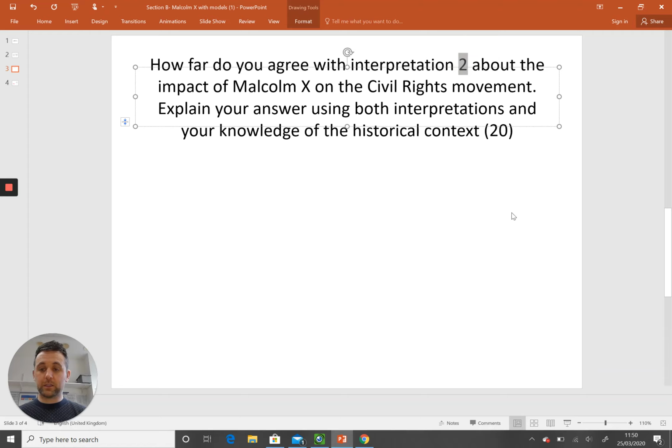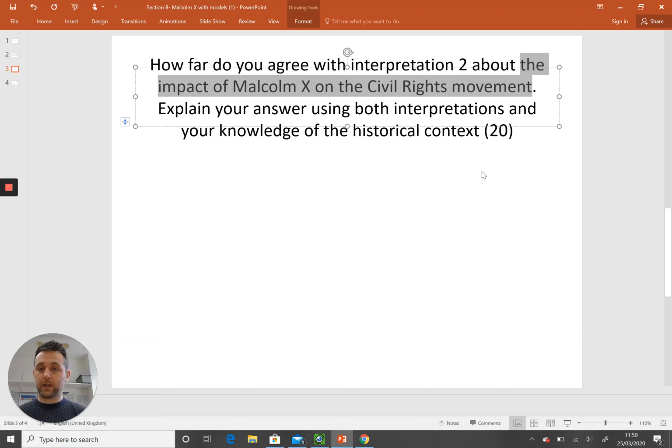Then it will choose one of the two interpretations, either one or two. You don't know which, it will change. And then this is a really key bit: how far do you agree with interpretation two about the impact of Malcolm X on the civil rights movement. So whenever we look at the interpretations, we're looking at them with that in mind. What do they say? What is their view on the impact that Malcolm X had on the civil rights movement?